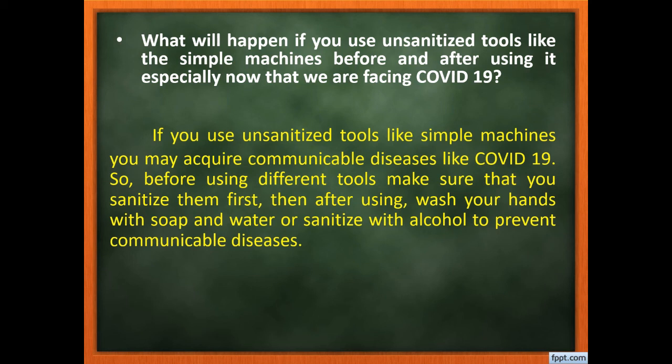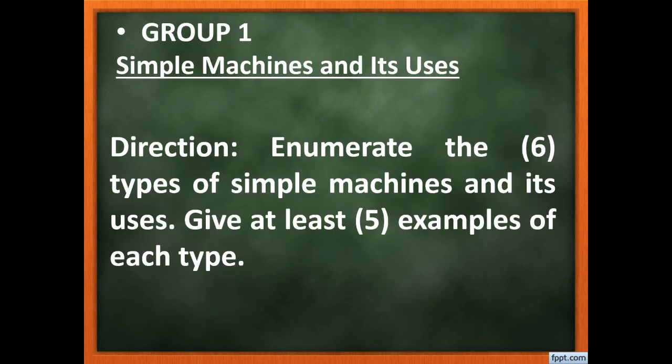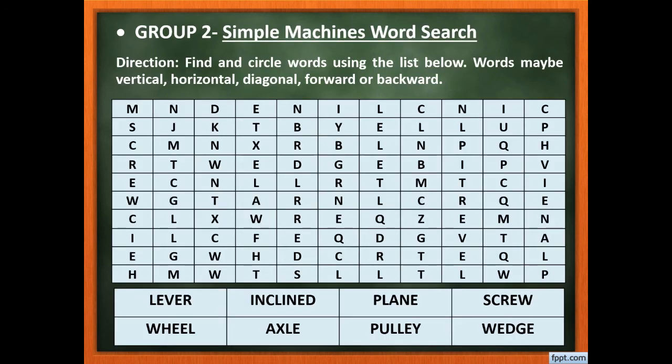This time, for your group activity, Group 1. Simple machines and its uses. Enumerate the 6 types of simple machines and its uses. Give at least 5 examples of each type. And for the Group 2, Simple Machines Word Search. Find and circle words using the list below. Words may be vertical, horizontal, diagonal, forward, or backward.